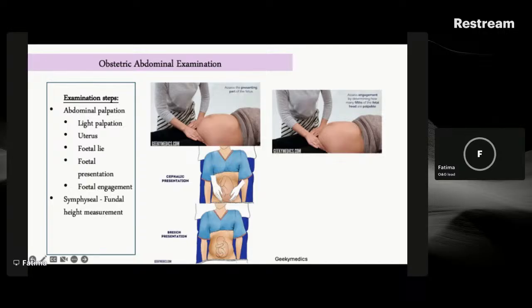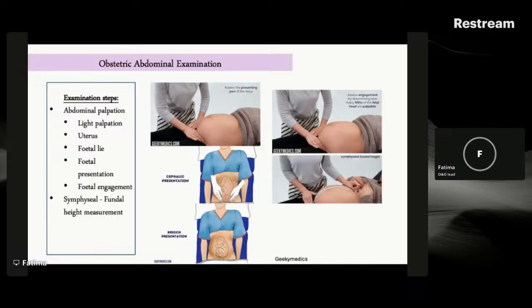You're then doing symphyseal fundal height measurement, and that is the distance between the fundus and the upper border of the pubic symphysis. So you're using a measuring tape and you're placing it at the pubic symphysis and at the upper border of the fundus. After 20 weeks, the symphyseal fundal height should correlate with the gestational age of the fetus in weeks, plus or minus 2 centimeters.